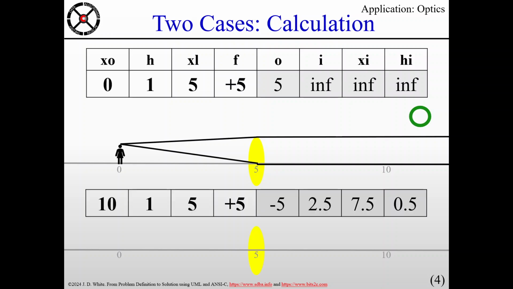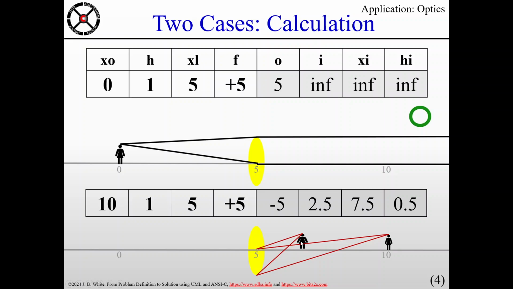But what happens in this case? I've got the same lens. It's at position 5. It has a focal length of 5. And my object is placed at position 10. So my object is over here. Now what happens? I get -5, 2.5, 7.5, and 0.5, and it says my image is going to be stuck here. It's going to be half as big. It's going to be at position 7.5.